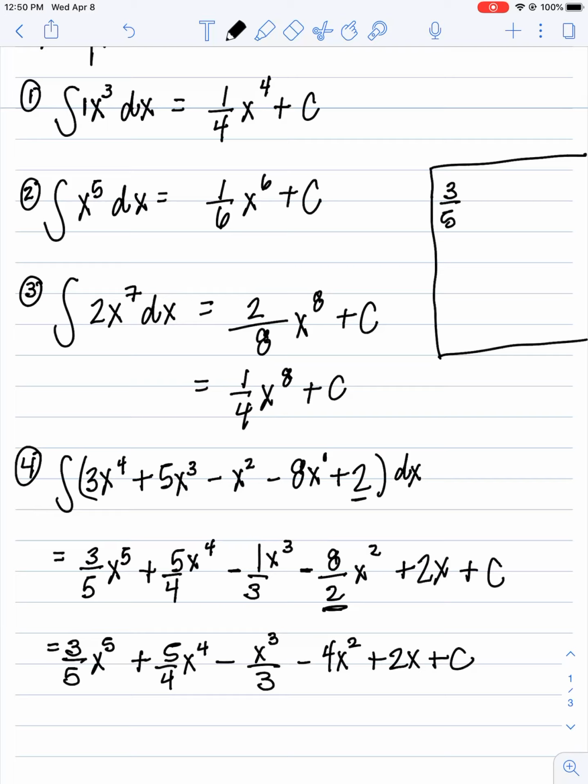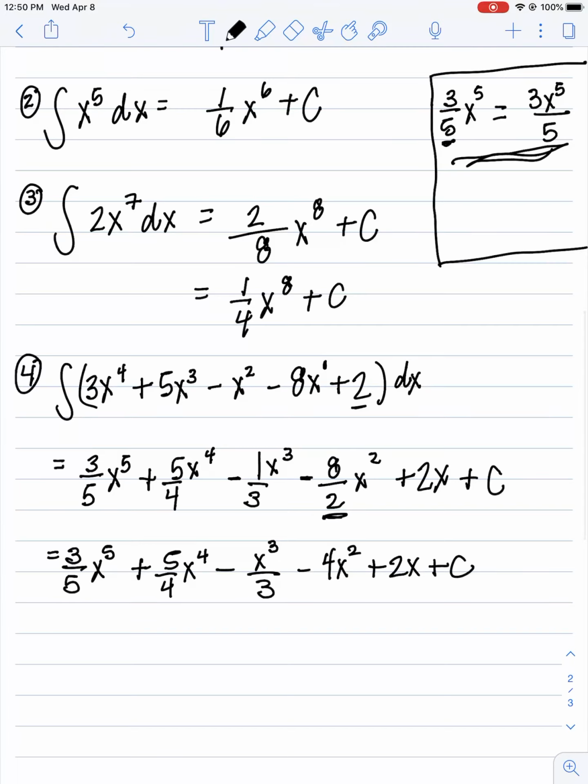Side note, for those of us that really struggle with math, you just need to make sure you understand this. If you have 3 over 5 x to the 5th, that's the same exact thing as, that's equivalent to, 3x to the 5th over 5. Why am I telling you this? Because you can put that x to the side of the coefficient, or you can put that x in the numerator. Both of these things are equivalent in mathematics, okay?